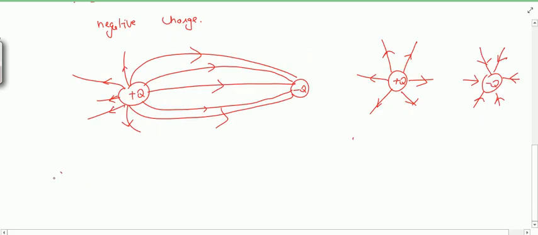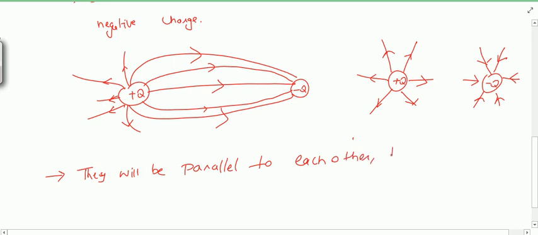The second property is that they will be parallel to each other, which means they will never intersect or cross each other.